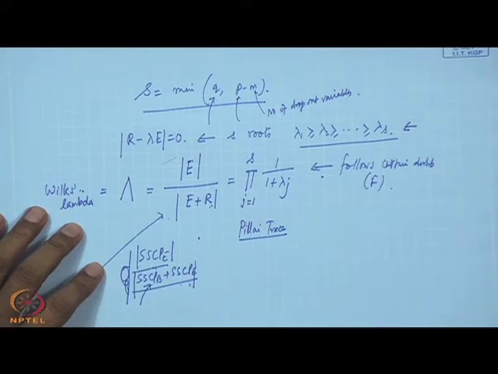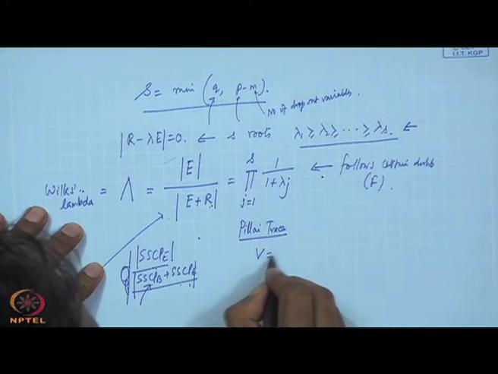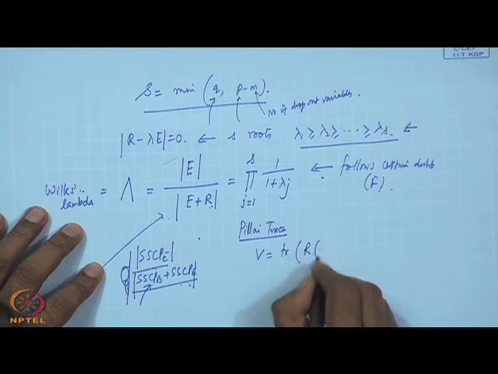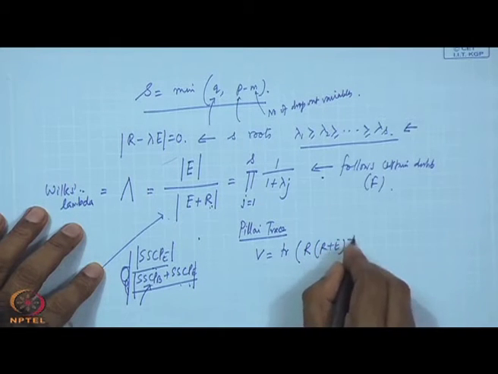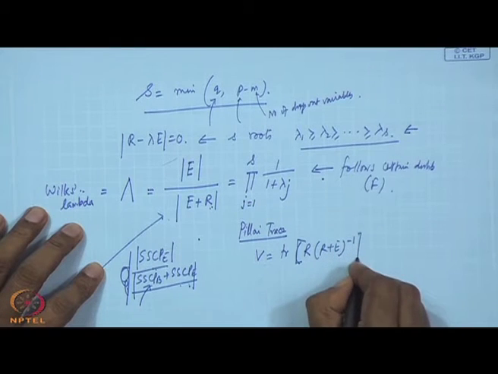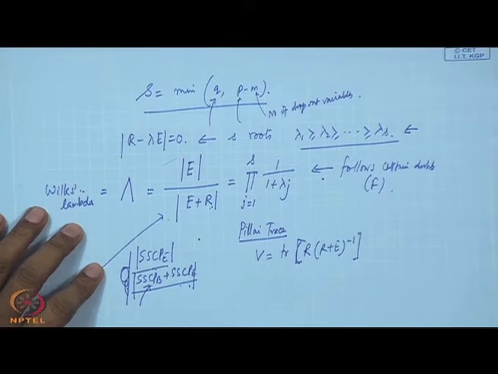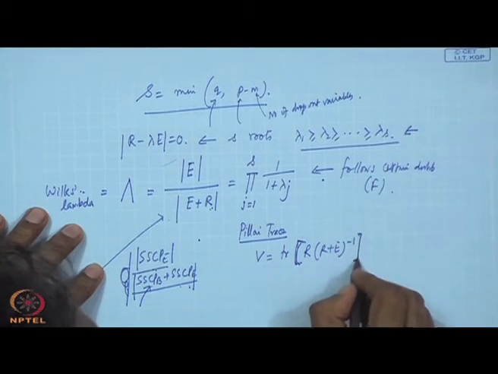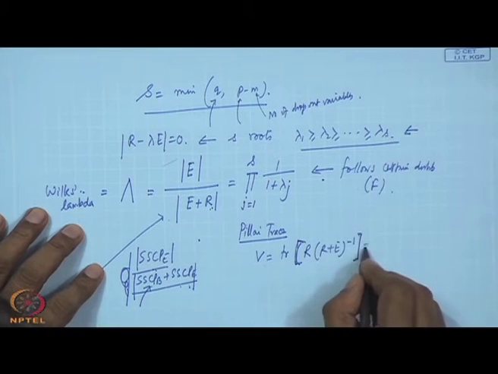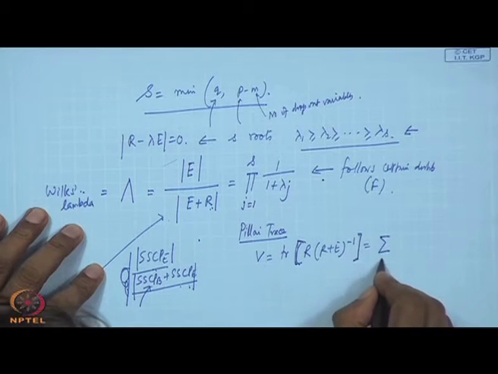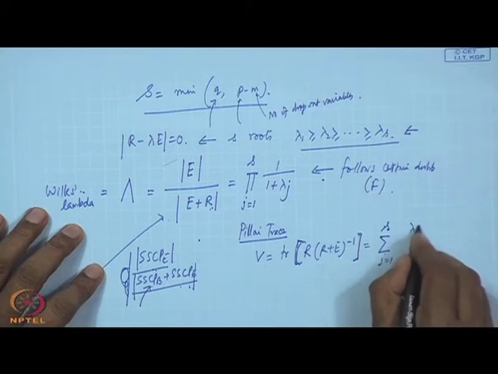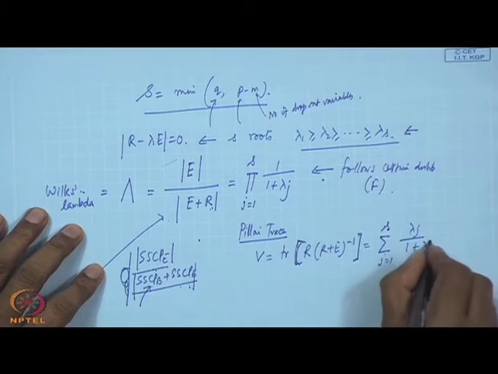Apart from this, there is another statistic which is known as Pillai trace. Pillai trace statistic, what does it do? It takes V equal to trace of R into R plus E inverse. These are just variants, almost similar under certain conditions, but to get different benefits it is done like this, and this one will become the sum over j equal to 1 to S of lambda j by 1 plus lambda j.